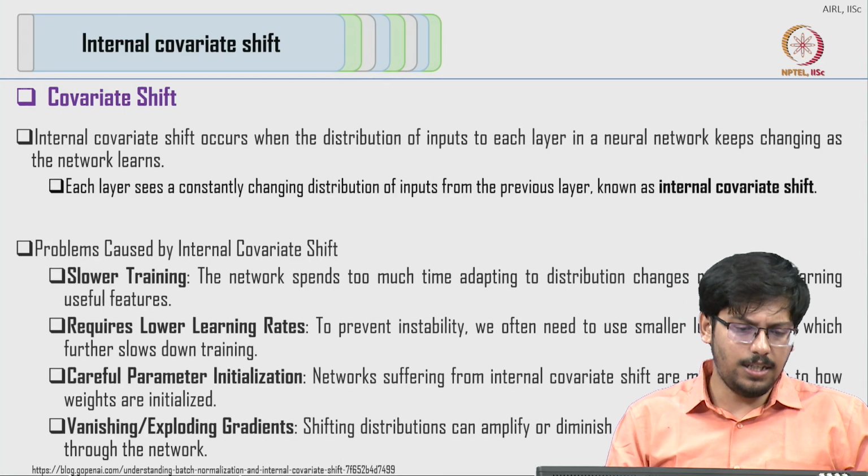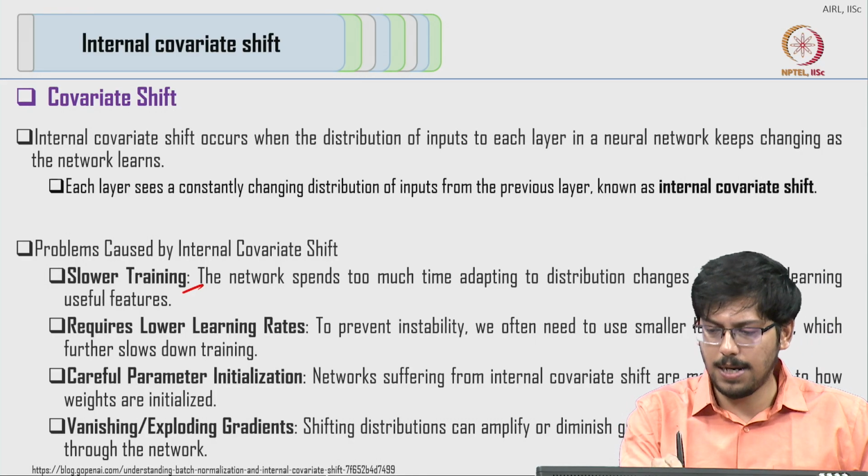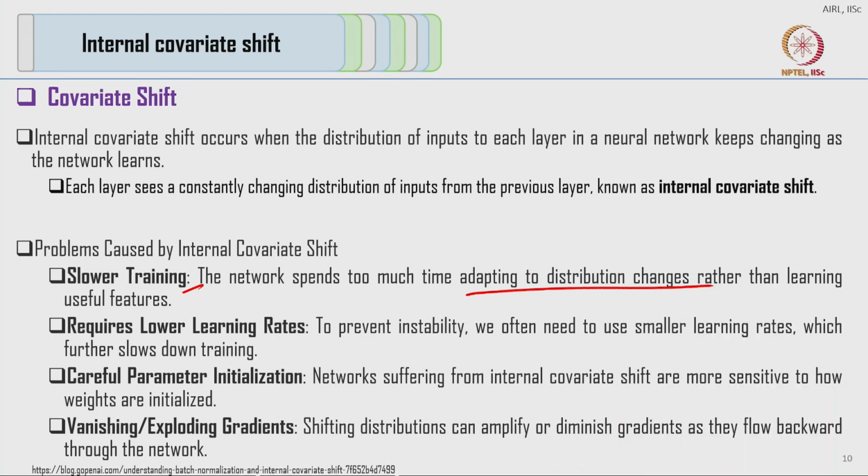Internal covariate shifts generally cause slower training. So the model does spend a lot of time adapting to the distribution changes rather than learning useful features, and this is adapting to the distribution changes in its own model itself. So h1 actually has an issue with learning weights from h2. It does require lower learning rates. This is essentially to prevent instability. We also need to carefully initialize the parameters. They could not be vastly different, right? Our network suffering from internal covariate shift is now more sensitive to scale initialization.